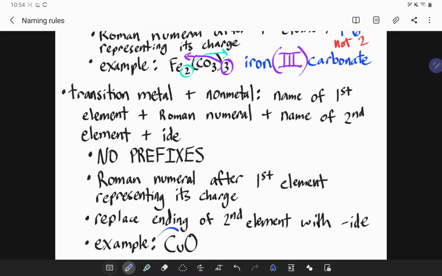So we're going to look at our periodic table and we recognize that we have copper here. And since copper is a transition metal, we're going to leave a little space to put the charge of copper right there as a Roman numeral. And then we have oxygen right here, so I'm going to write oxygen.